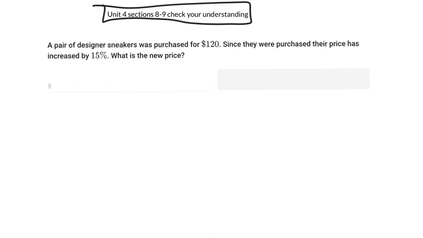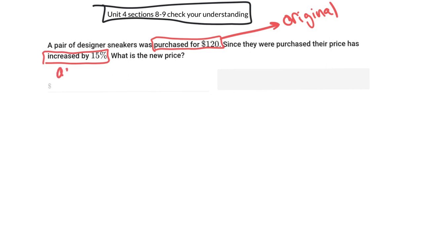It says a pair of sneakers was purchased for $120. Since they were purchased, their price has increased by 15%. What is the new price? So we are given the original price purchased. So this is our original amount. And then, since they were purchased, the price has increased, so we need to know that there is an increase. That means we are adding. What is the new price? So we're trying to find the new price. The new price is going to be my X. My original is what I know.